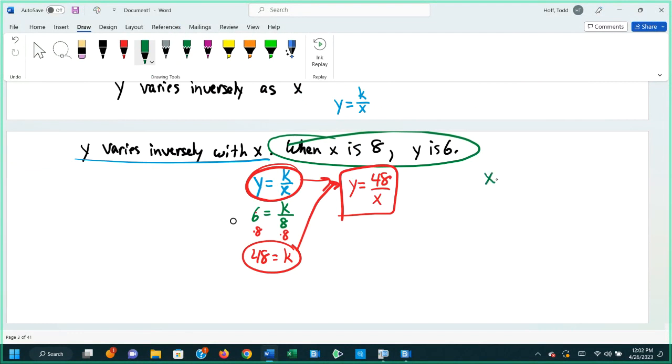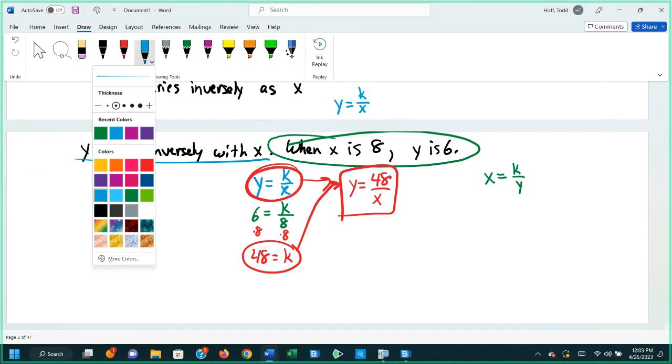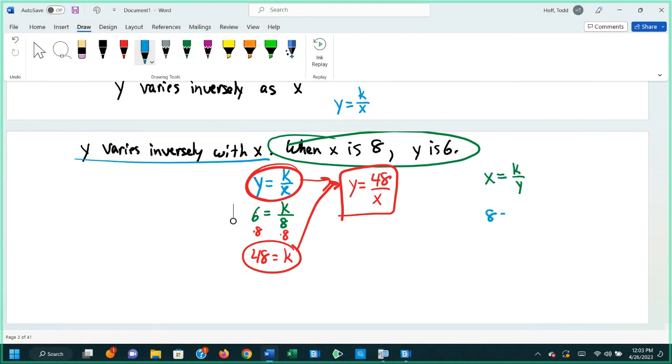If I had started out with x equals k over y, and put in 8 for x and 6 for y, I'm going to multiply by 6 to get k by itself. I'm still going to get 48 equals k. Again, that's because x times y is a constant product. K is x times y, not x divided by y or y divided by x. So it's going to be the same no matter what order we put the variables in.